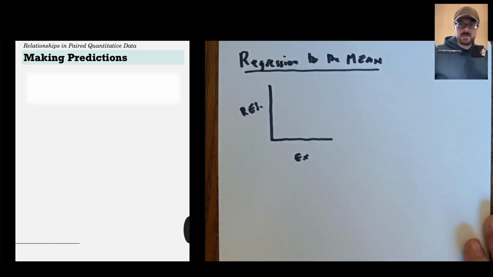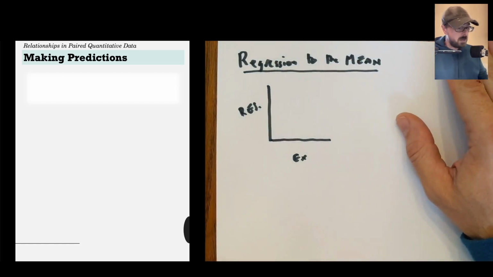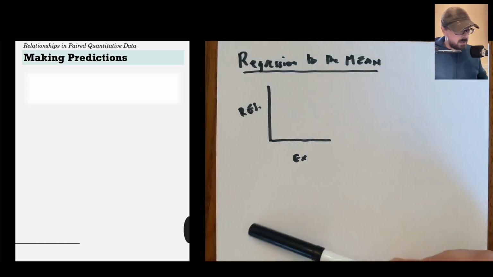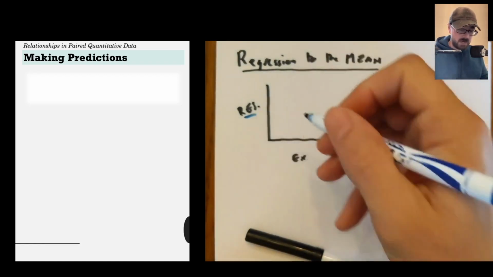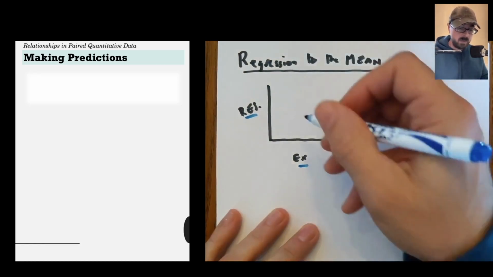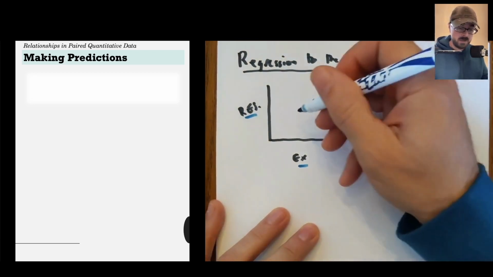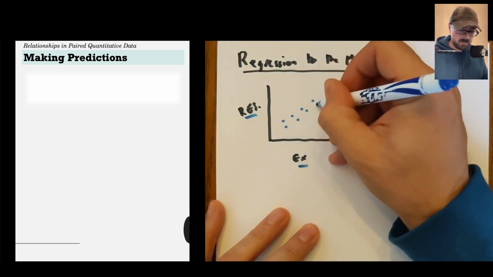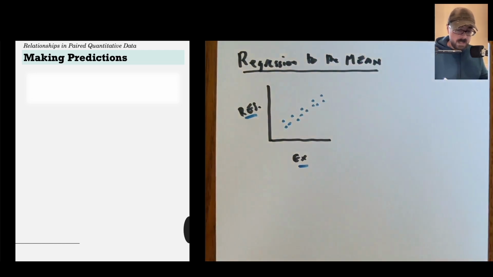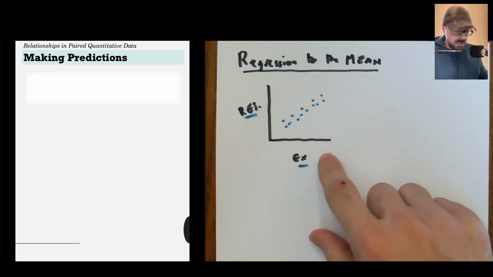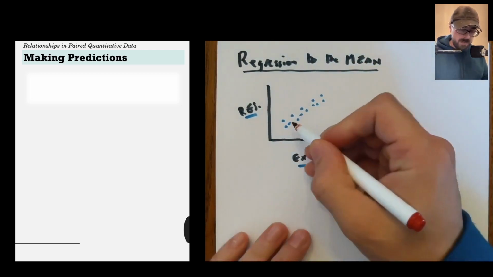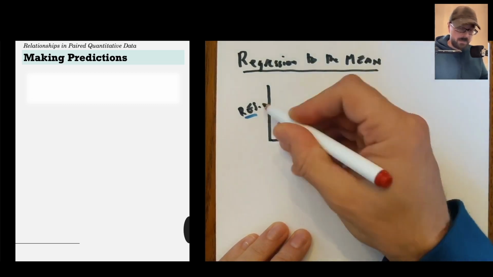Good day, statisticians. Today, we're going to talk about the fundamental principle that we use to make predictions about some response variable based on an explanatory variable when we know there is an association between those variables. So imagine we have some type of positive association that exists. It's pretty obvious that we can use what we know about that association to make a prediction about the response.